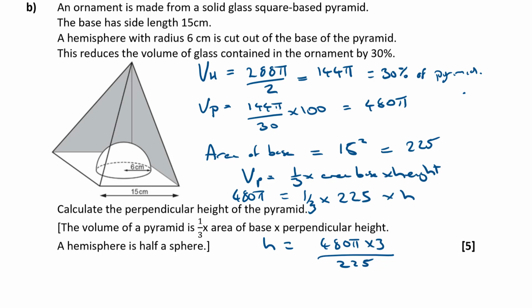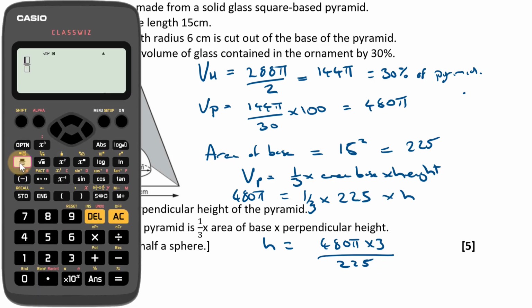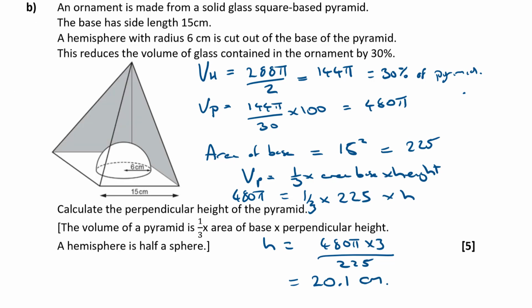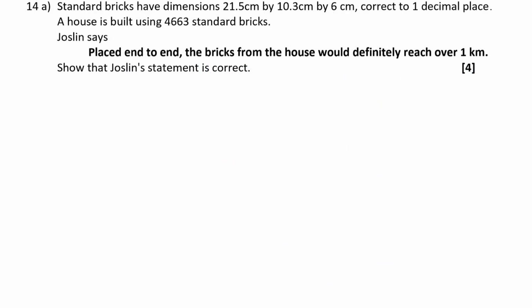Time for the calculator. So 480 pi times 3 divide by 225. That comes out to be 32 pi over 5, which is 20.1. So I'm just going to round off to 3 significant figures. So that's 20.1. I suppose it's in centimetres, isn't it? 20.1 centimetres. Lovely job.